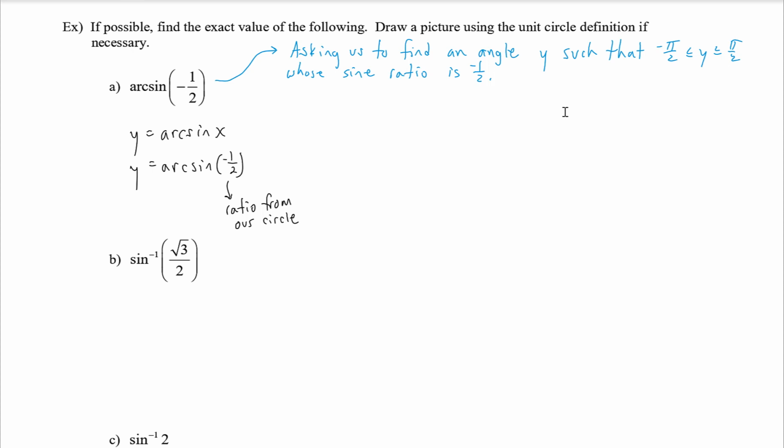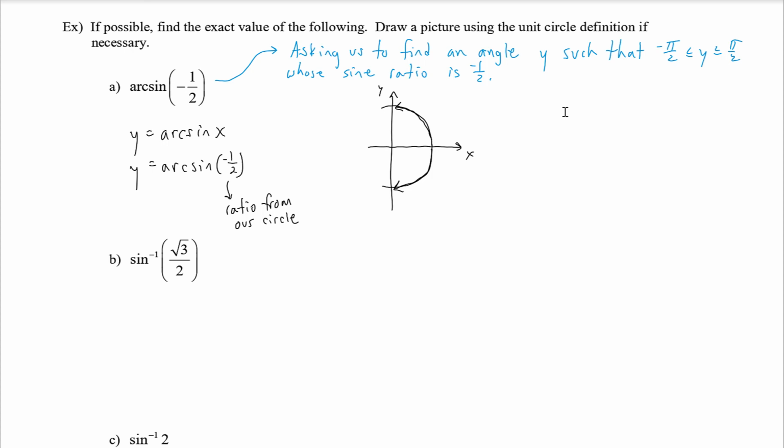So we're going to draw a picture. I mean, why wouldn't we? We've been drawing a picture for all the other trig stuff. So here we go. Here's our unit circle. I've only drawn half of it because I'm only looking for angles from -π/2 to π/2. So I'm only looking for angles that go down to here or angles that go up to here. That's it. It's the only angles I'm considering. And I want sine to be -1/2.